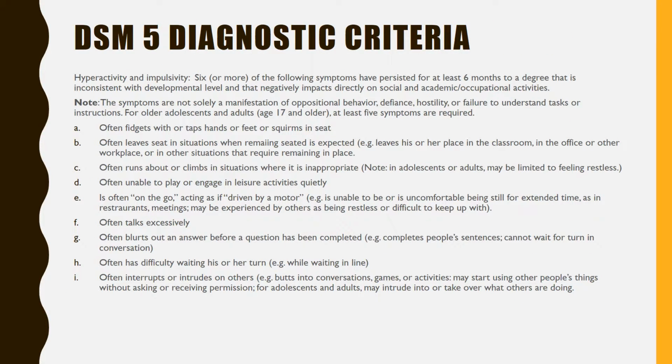Here's the second part of the diagnostic criteria. This part deals with hyperactivity and impulsivity. Again, you need 6 or more of the following symptoms that have persisted for at least 6 months, taking into consideration developmental level, and that it's negatively impacting social, academic, and occupational activities. The note there provides you with the rule out again. We want to make sure that it's not behavioral, not defiance. It's not some sort of failure to understand tasks. Something else is going on.